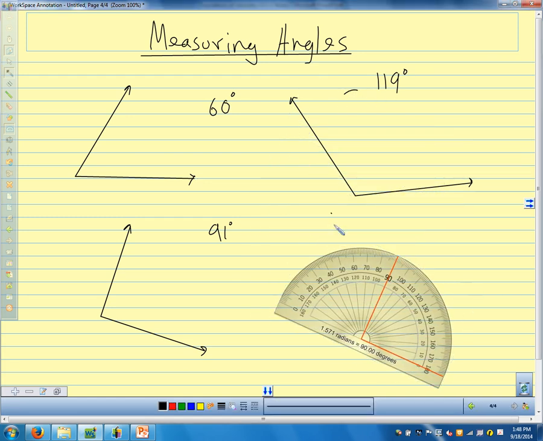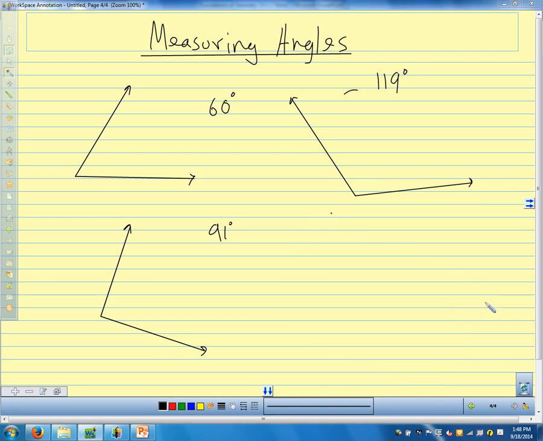All right, questions on measuring? We're going to do an activity a little later that has to do with measuring, so you can practice a little bit with the protractor. Let me get rid of that. So that's how we measure angles.